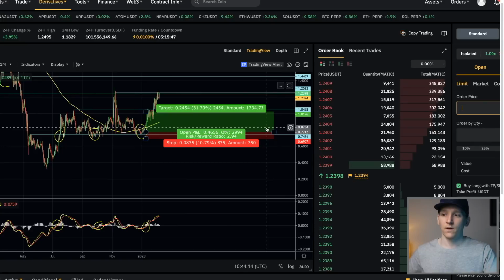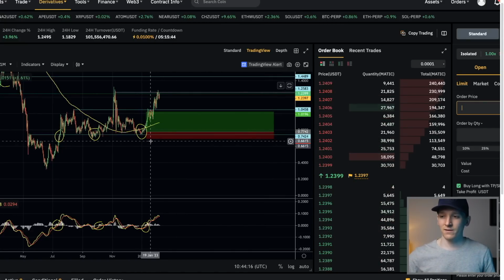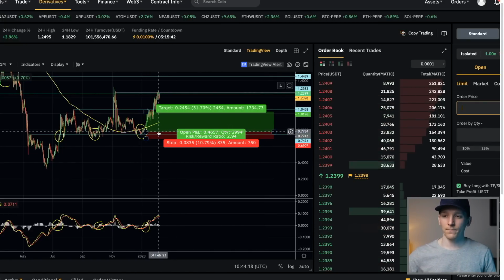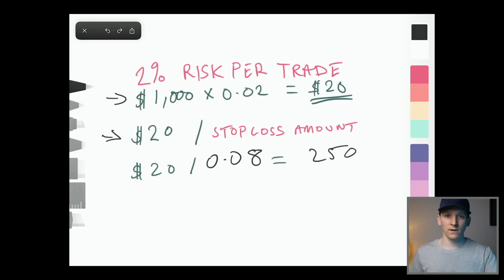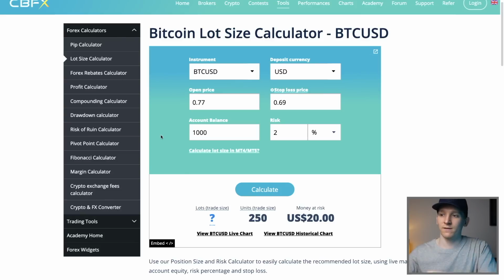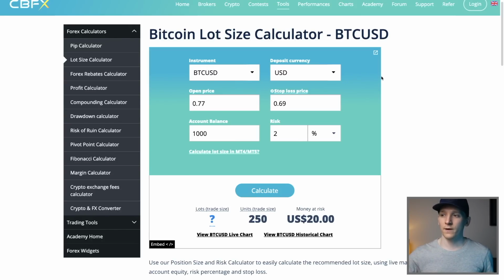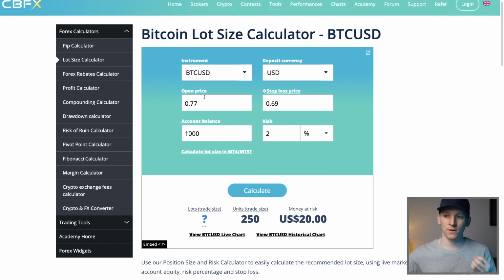And as you can see, we can actually use a calculator as well, but we can see the stop loss amount from the indicator that we've given. The stop loss amount is 0.0835 coins. So let's just call it 0.08. And then what we can do is take $20, divide it by 0.08, and that gives the trade size. What you can also do is just use a trade size calculator. You can use a Bitcoin calculator because all you need is just the actual calculator itself.